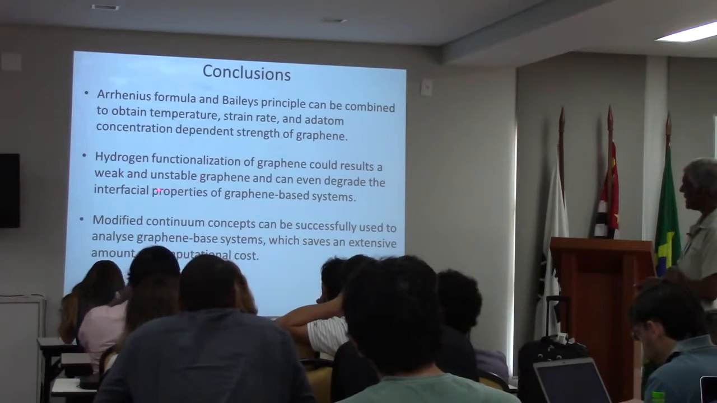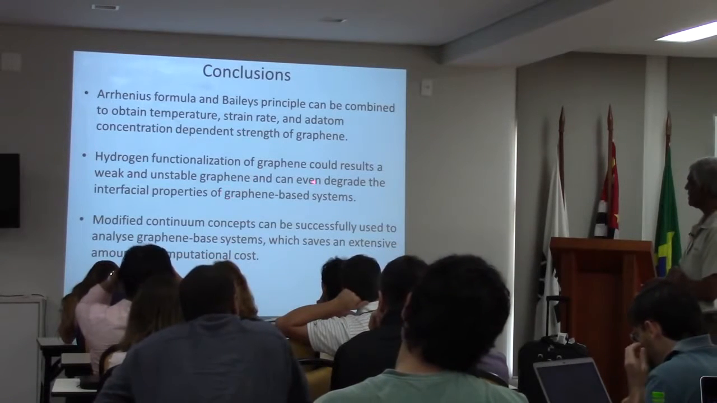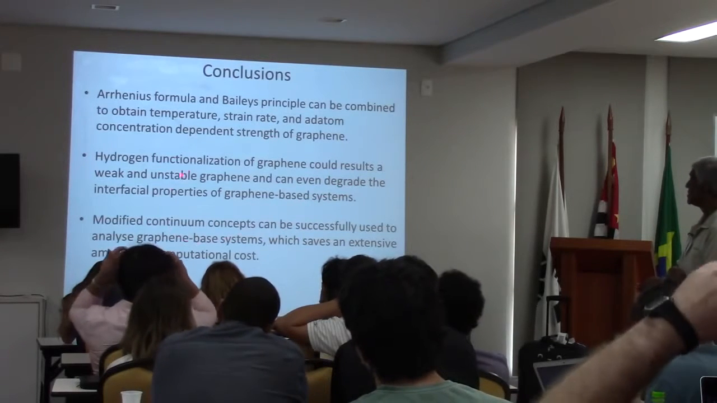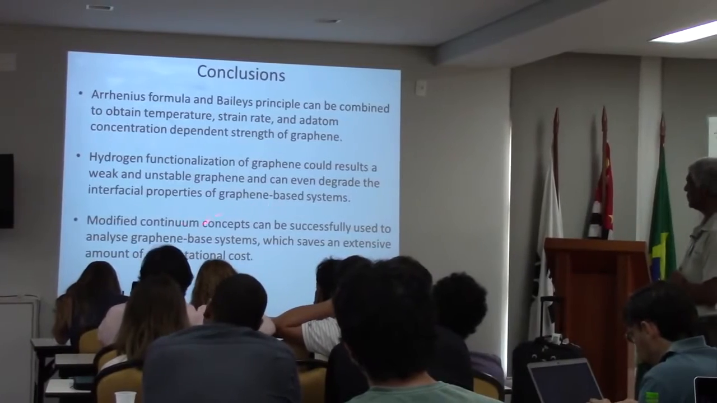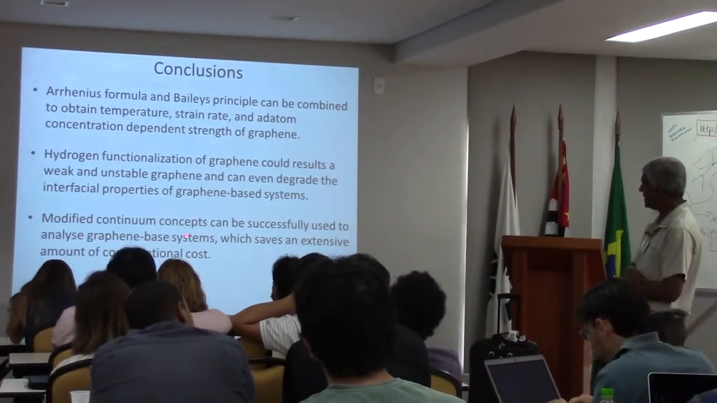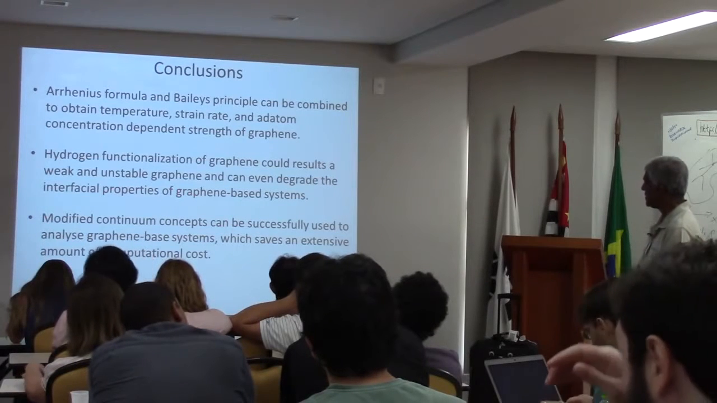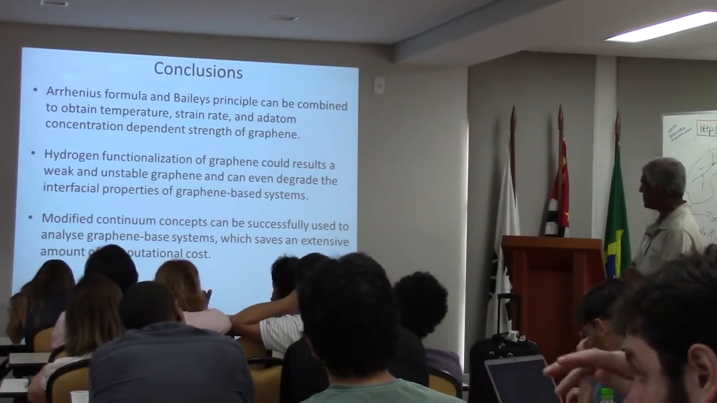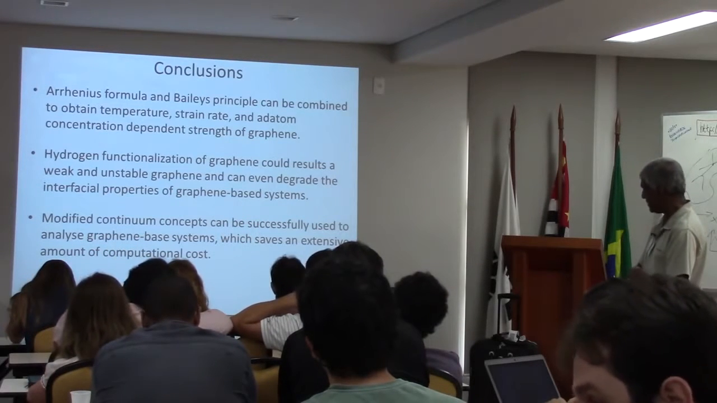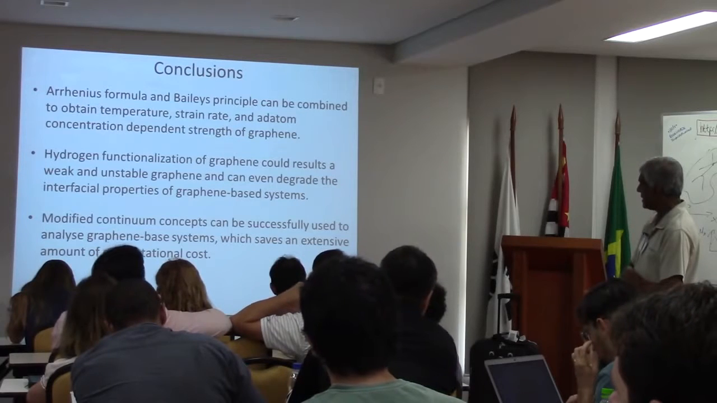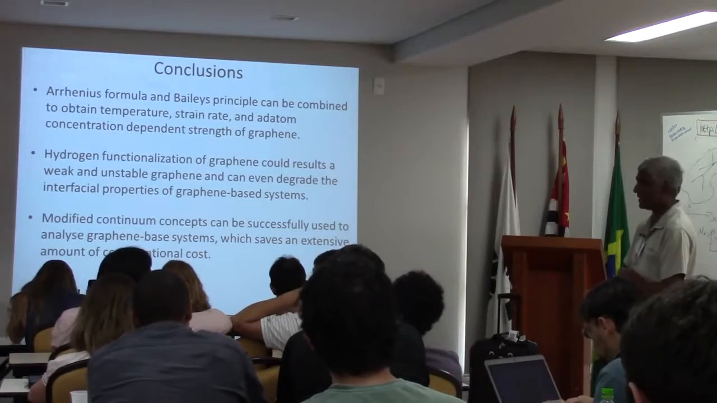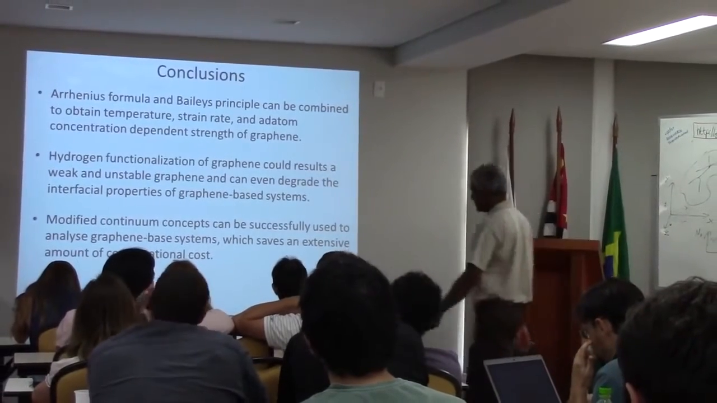We also noticed that the addition of hydrogen results in substantial weakness in terms of the mechanical properties, even though there may be other advantages. And essentially, the modified continuum concepts that we have shown here are computationally very cheap, right? And they give you fairly reasonable solutions compared to MD simulations.